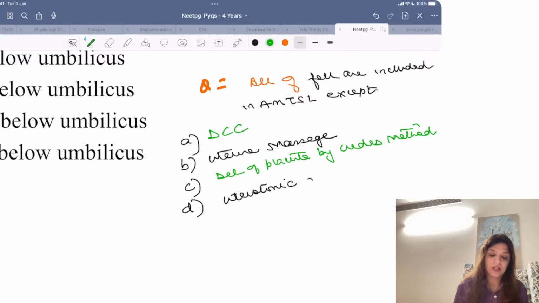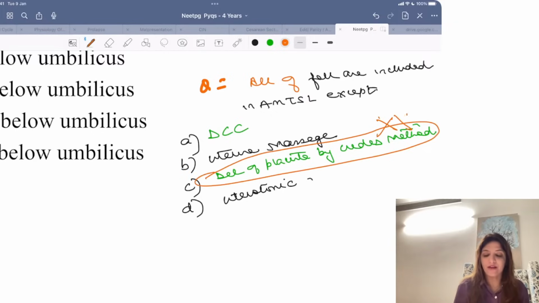Please remember, delivery of placenta by Crede's method is never done in AMTSL. Right? So now your answer is going to be option C.